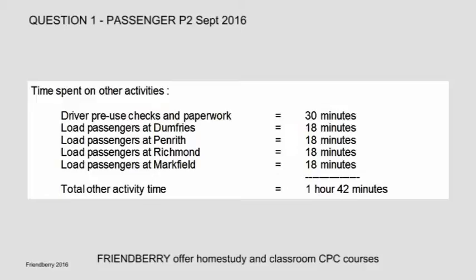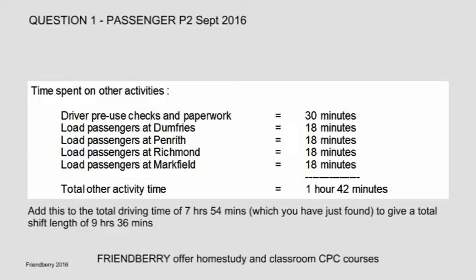Then, time spent on other activities, including break times if relevant. In this case, as there are 2 drivers, they can swap over driving en route and become a second driver at rest, so no break off the vehicle is needed. Add this to the total driving time of 7 hours 54 minutes, which you just found, to give a total shift length of 9 hours and 36 minutes.